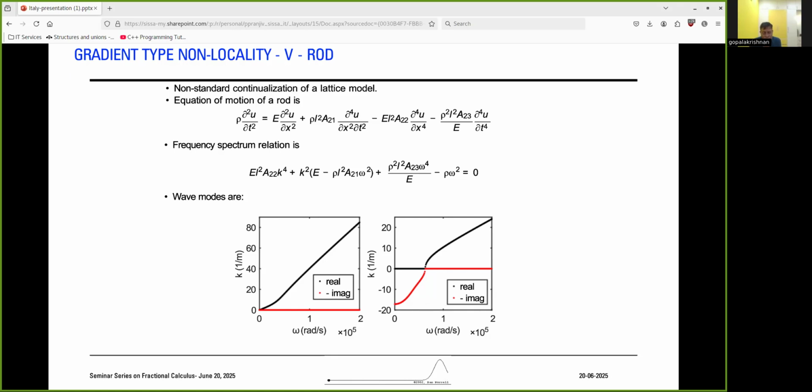The first mode is completely real. The red one is imaginary here, and if you look at it, the imaginary part is completely zero, while the real part goes on. The second mode starts imaginary and after some time becomes real. That means there is a cutoff frequency at which the evanescent mode becomes a propagating mode. This is something very unique, something very similar to what we see in some of the classical beam models. Next, please.